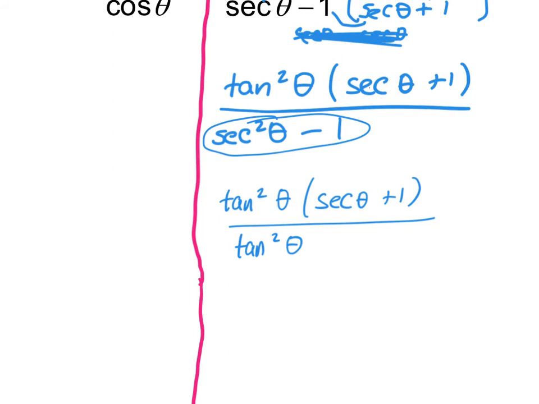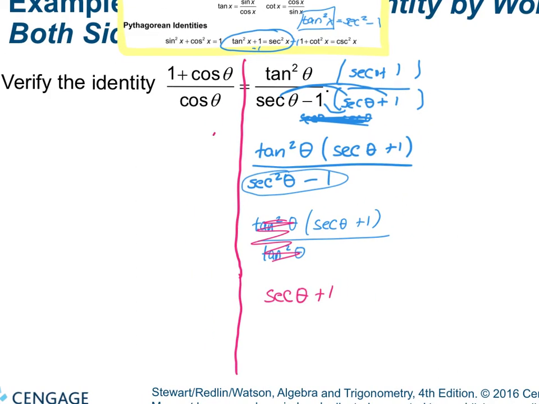But what do you guys notice? What do we have on the top and the bottom that is exactly the same? Tangent squared of theta. So what can I do? I can cross it out. So I'm left over here with secant theta plus 1. All right, let's go back to the other side.